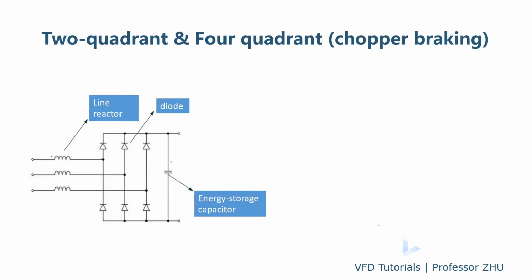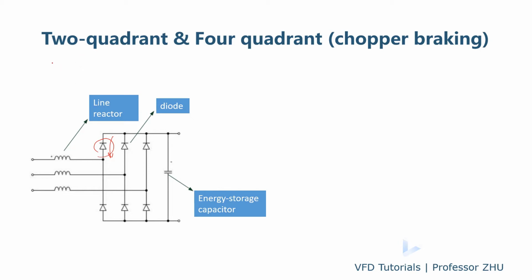Talking about the two quadrant and the four quadrant, this is a typical low volt drive. It uses the diode rectifier to convert AC to DC, and then you convert from DC to AC. Because the diode conducts in only one direction, current cannot go this direction. So that means the power of the drive cannot feed back to the grid.